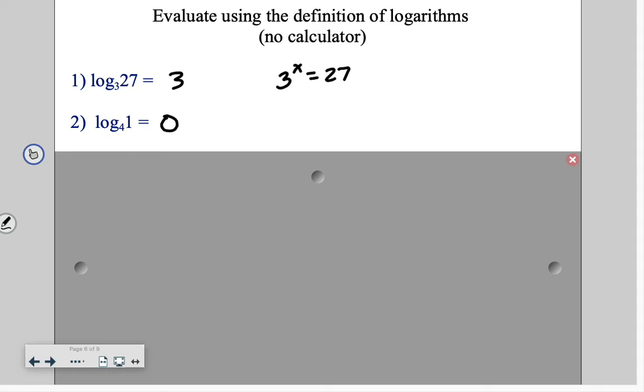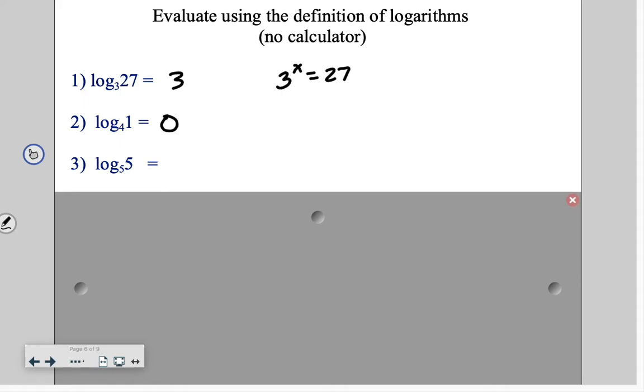What if I change that to log base 5 of 1? What's the answer? What if I change that to log base 10 of 1? Therefore, what's the log of 1? 0. Doesn't matter what the base is. The log of 1, regardless of the base, is 0. That's just a general rule that eventually, the more we work with this, you should just know off the top of your head.